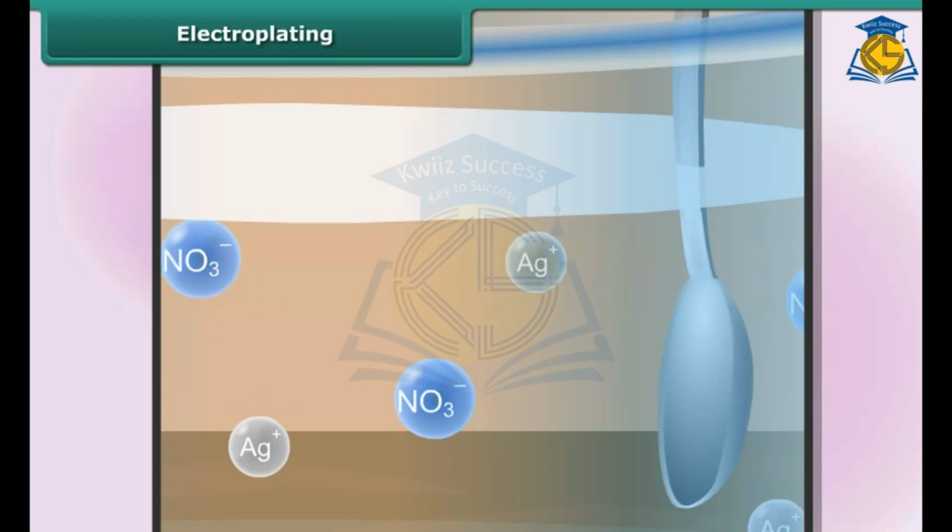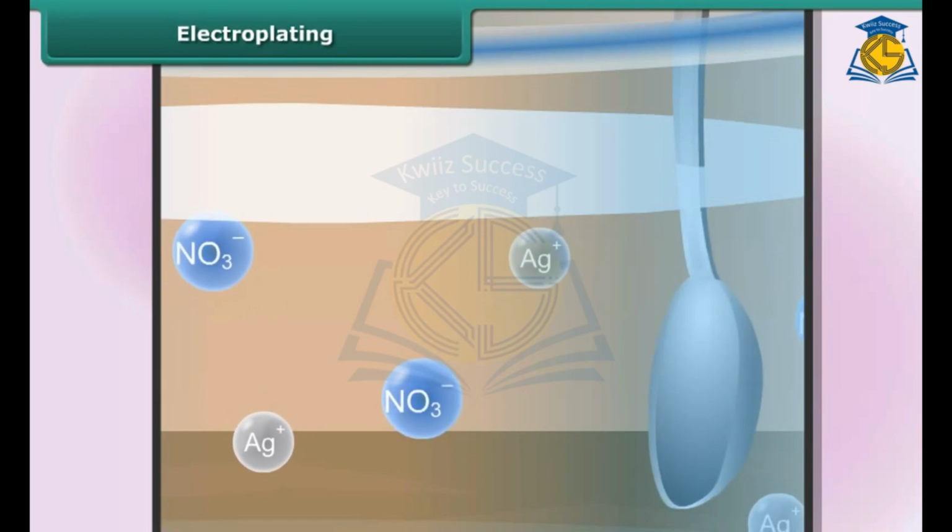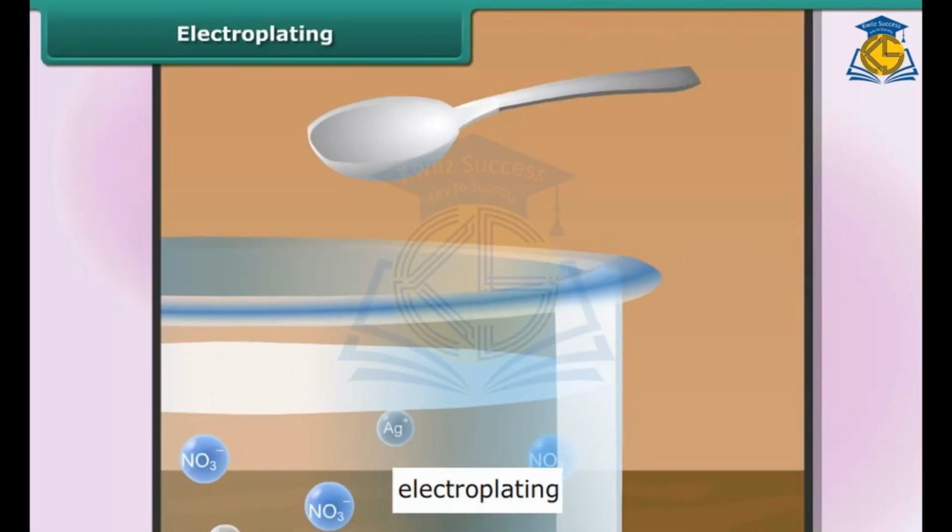When they reach the cathode, they accept electrons from it and change into silver atoms which deposit onto the cathode in the form of a thin metallic layer. The thickness of the layer depends on the conditions under which the electrolysis is conducted. This process is known as electroplating.